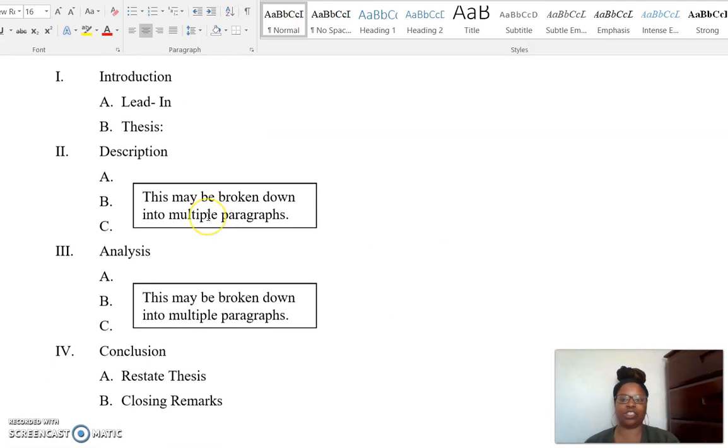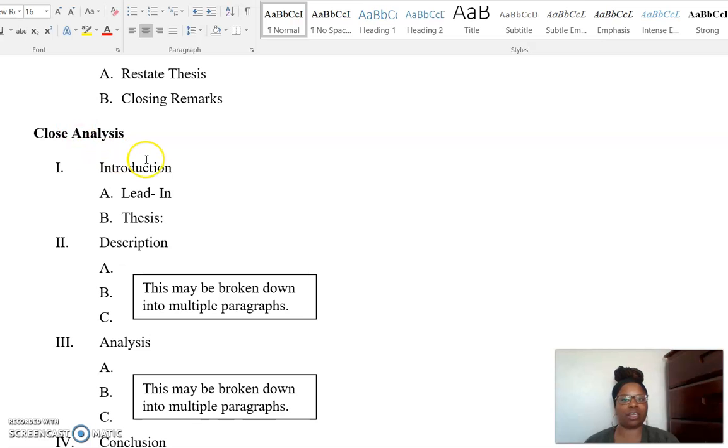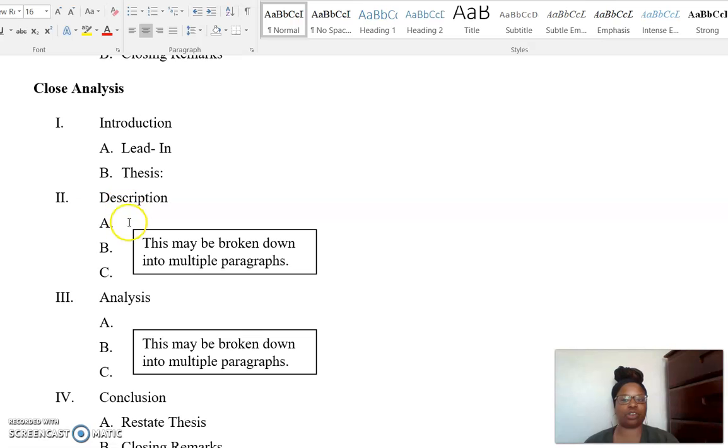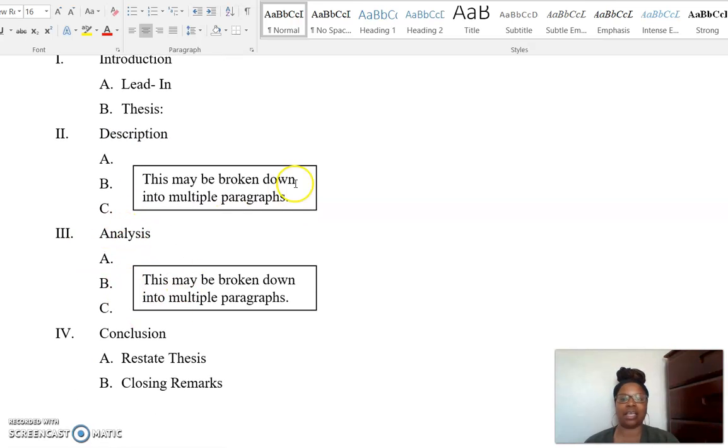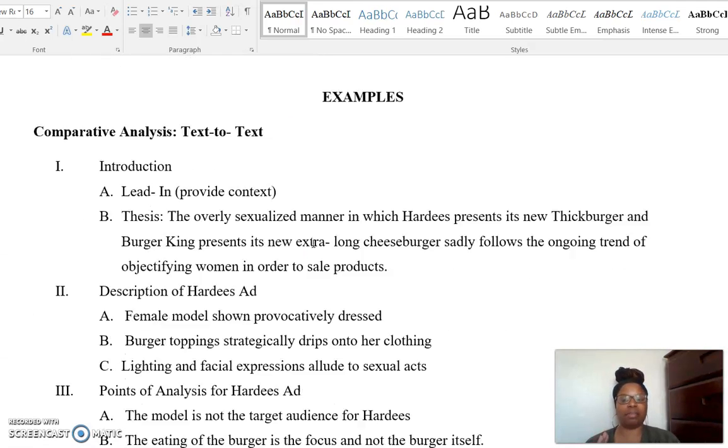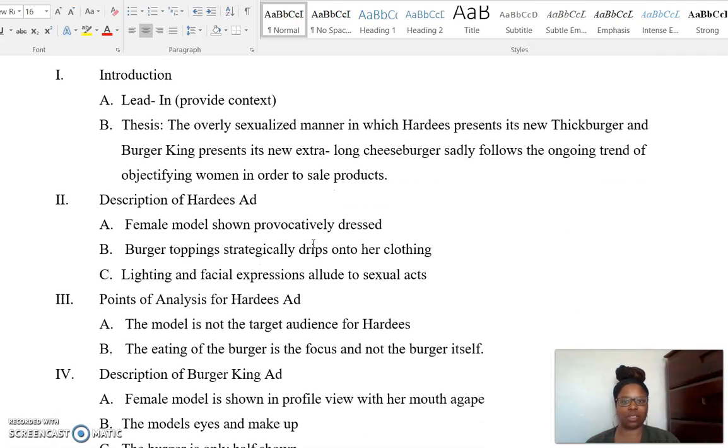Now, if you're using just one advertisement, we're going to call that a close analysis. Then you have a paragraph where you describe and a paragraph where you analyze. Now, if these paragraphs get to be entirely too long, then break them up. So say you're describing the character, the story, or the beginning, middle, and end of a commercial, make that 3 different paragraphs. Now, if you scroll all the way to the bottom, I give you examples. Use the examples, okay?